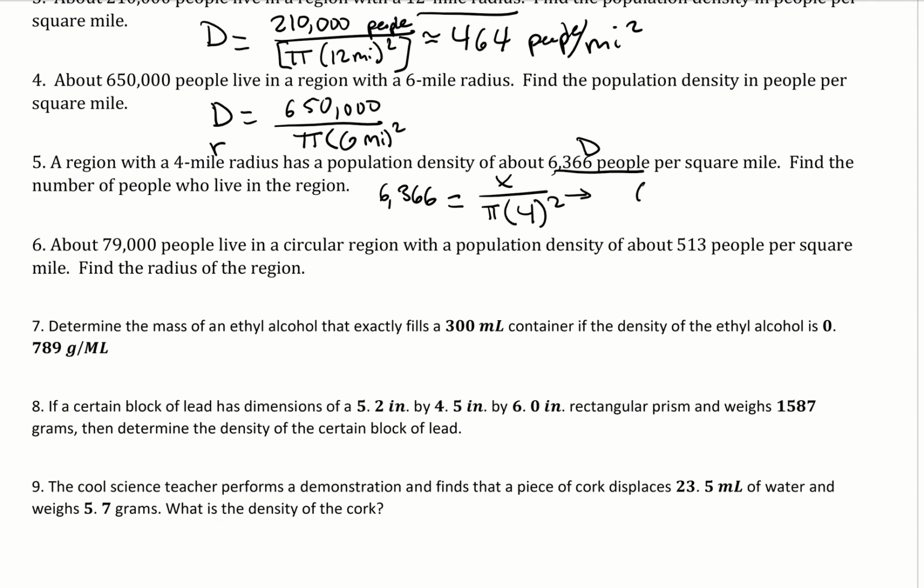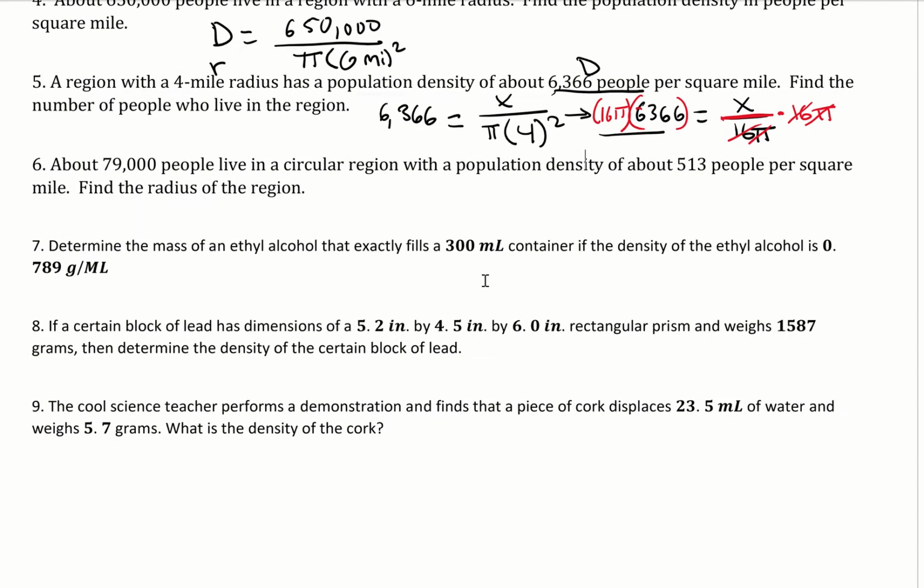Okay, so let's rewrite this. We got 6,366 is equal to X over 16 pi. If I want to get rid of the 16 pi on the bottom, remember it's being divided, so I have to multiply. I'm going to multiply both sides by 16 pi to cancel. There's my population: 6,366 times 16 pi. I'll leave it to you to calculate that on the calculator, and then round it to the nearest whole.